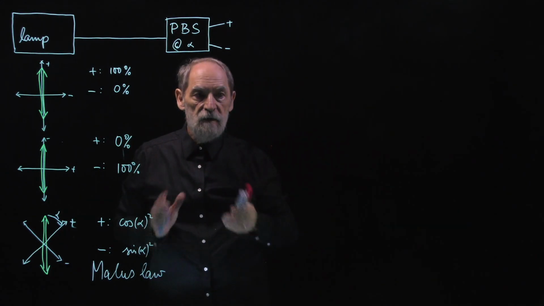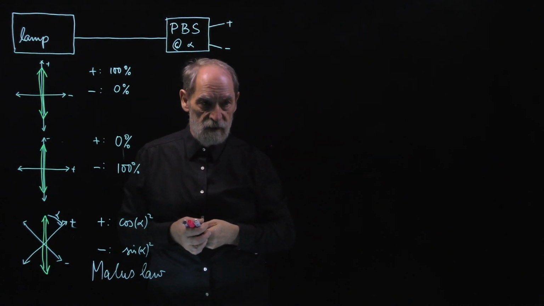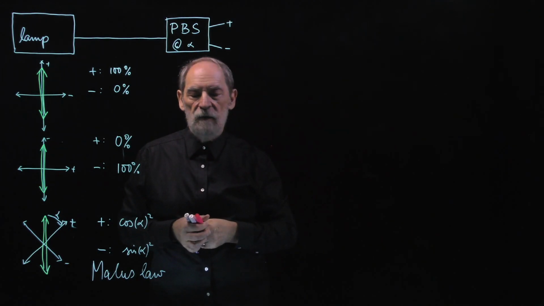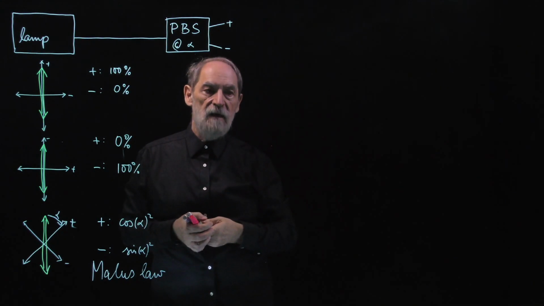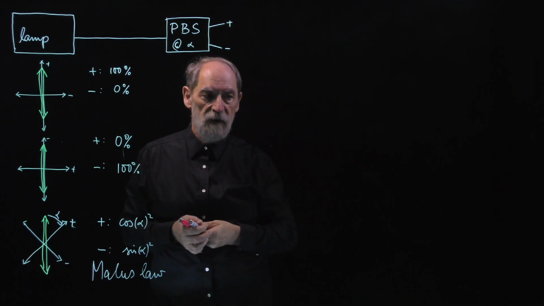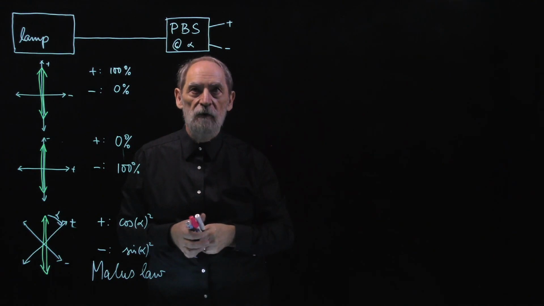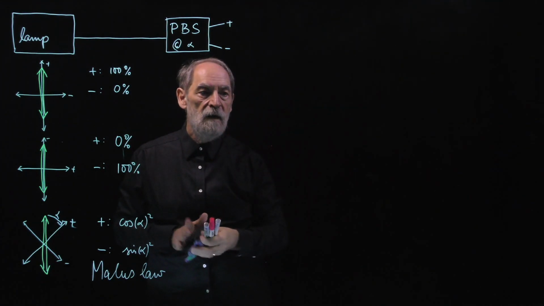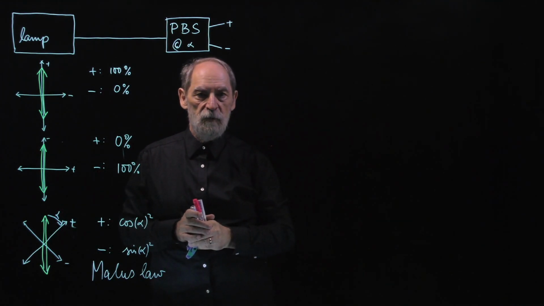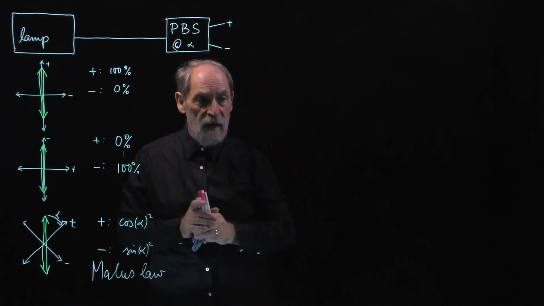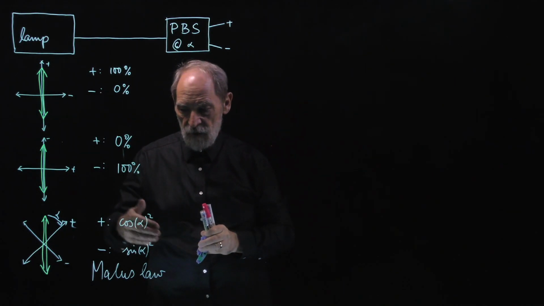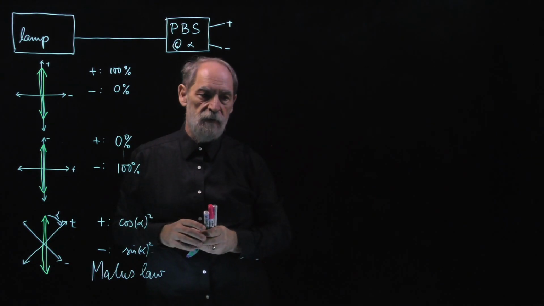And these probabilities are what quantum mechanics tells us about the photons. Quantum mechanics does not make any statement about the fate of the next photon, whether the next photon goes to the plus side or the minus side. The only thing that quantum mechanics predicts, the only thing quantum mechanics can predict, are these probabilities of cosine alpha squared and sine alpha squared.